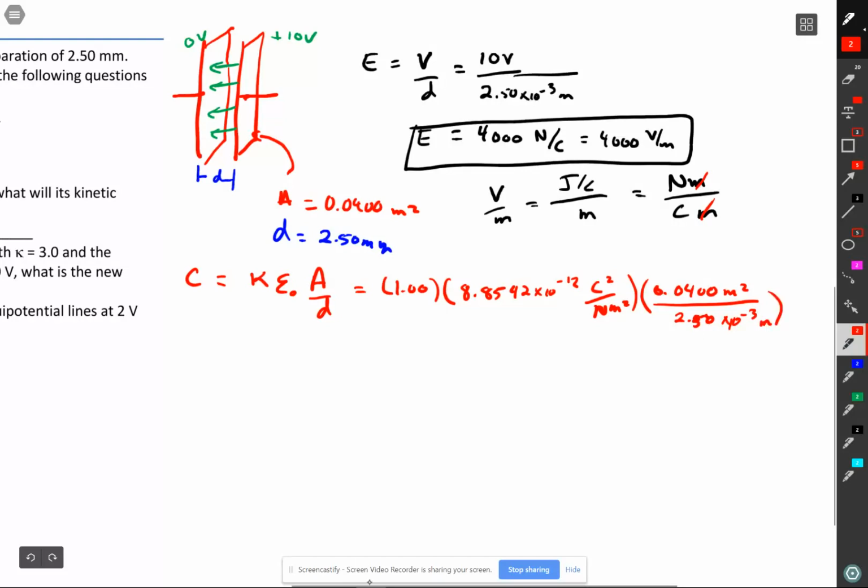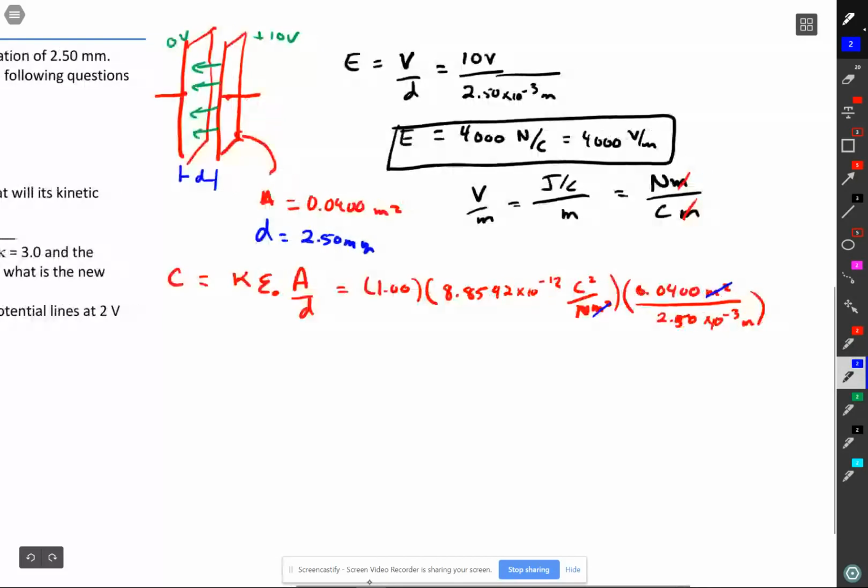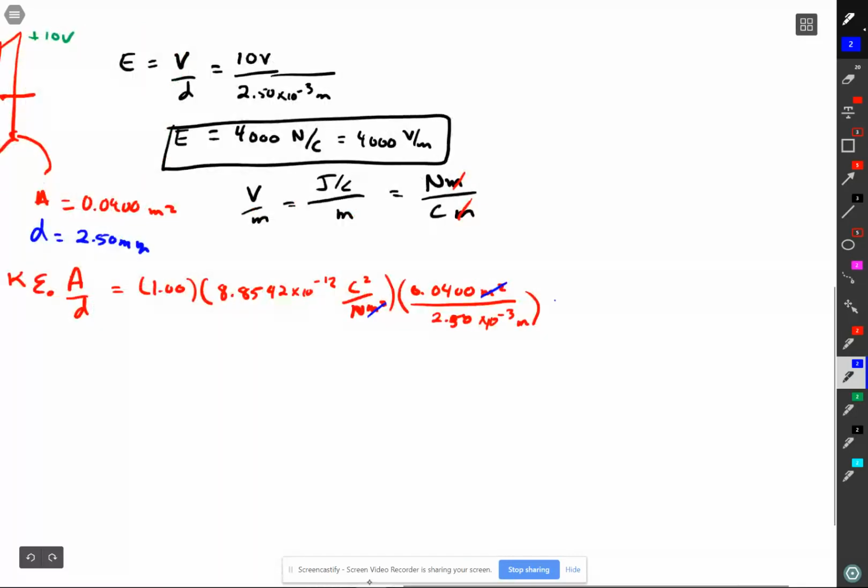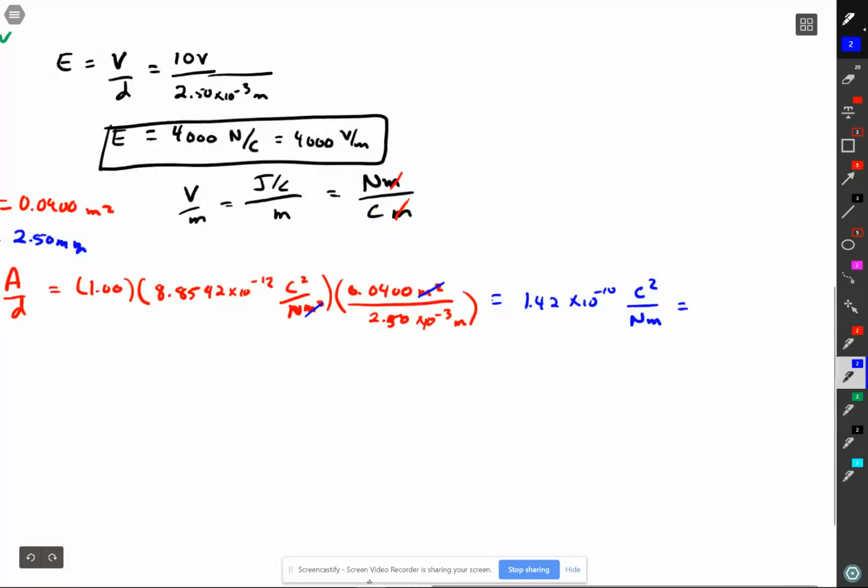Looking at the units, we're going to see that the meters squared here cancel, and I'm left with coulomb squared per Newton meter. So I have this is equal to 1.42 times 10 to the minus 10 coulombs squared per Newton meter, or as we prefer to write, 0.142 nanofarads.